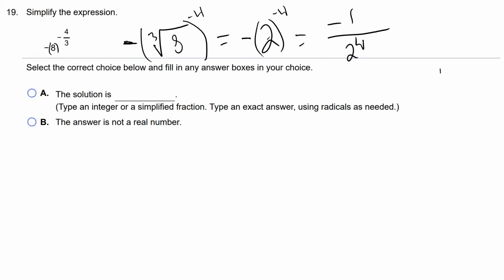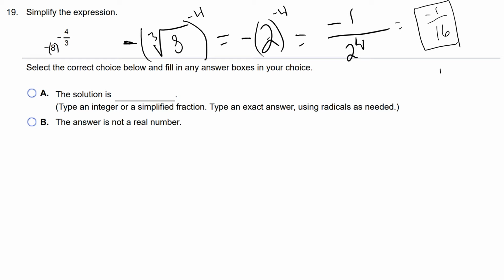Negative exponents means we put them on the bottom of a fraction. So now that we have it like this, I'm going to go ahead and say 2 to the 4th, which we saw in a different problem, is going to be 16. And so my solution is going to be negative 1 over 16.